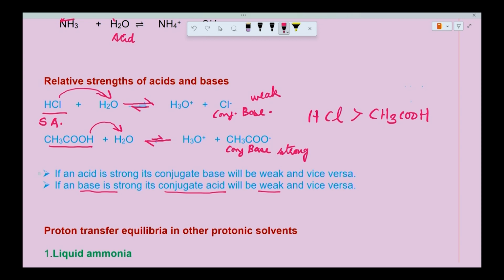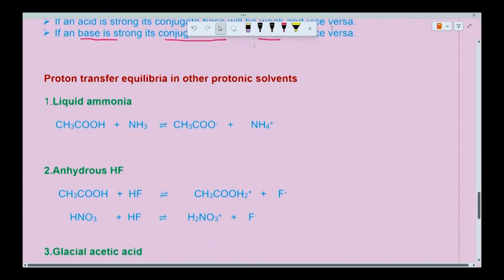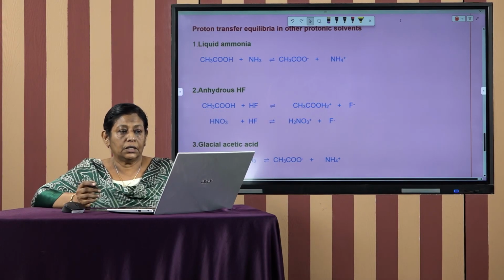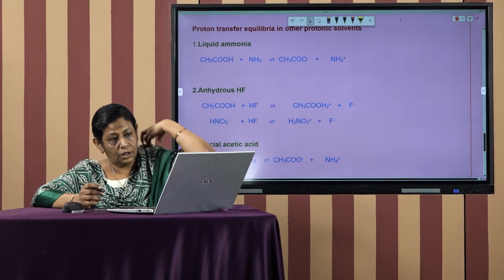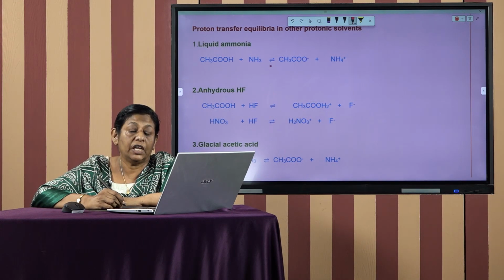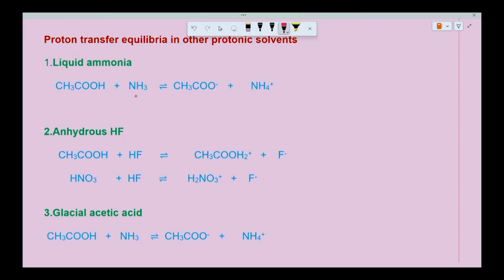Next, let us see the proton transfer equilibria in other protonic solvents. Now, I am taking acetic acid. Here we have been seeing acetic acid in water. Instead of that, let us see acetic acid taken in ammonia, which is a solvent.